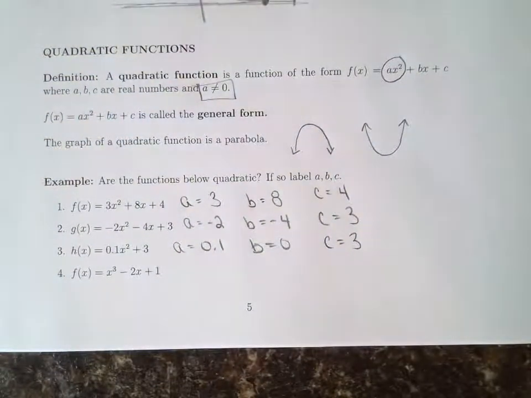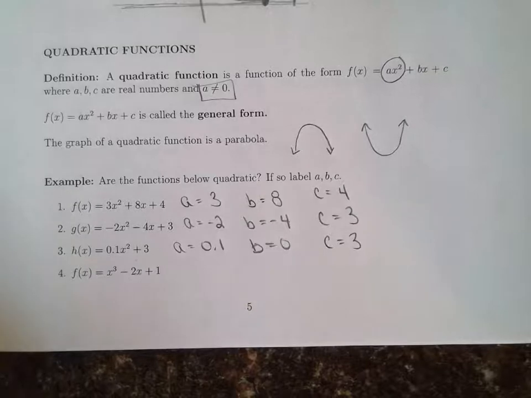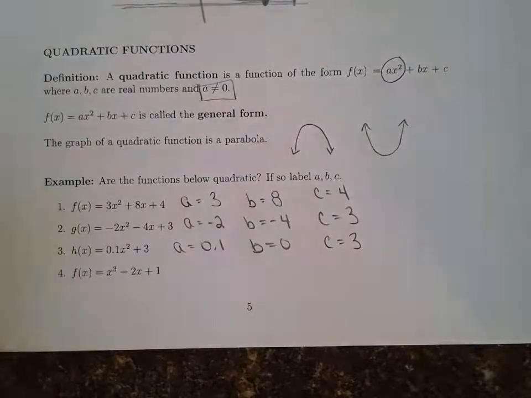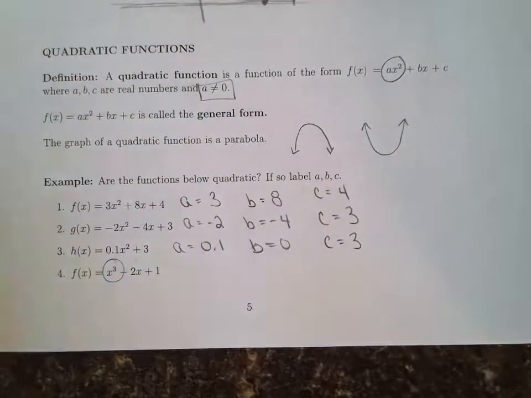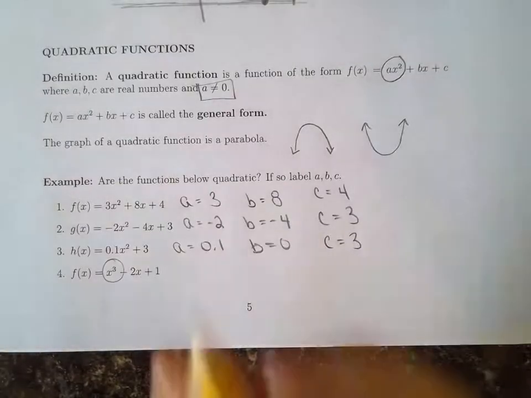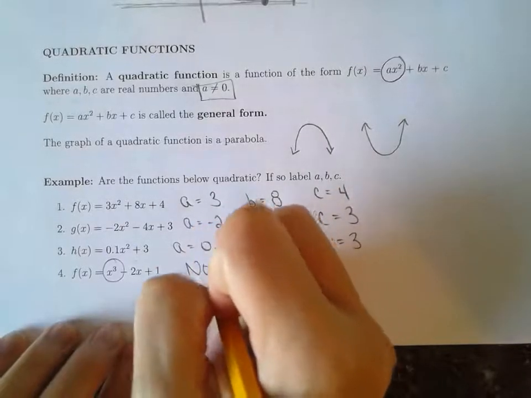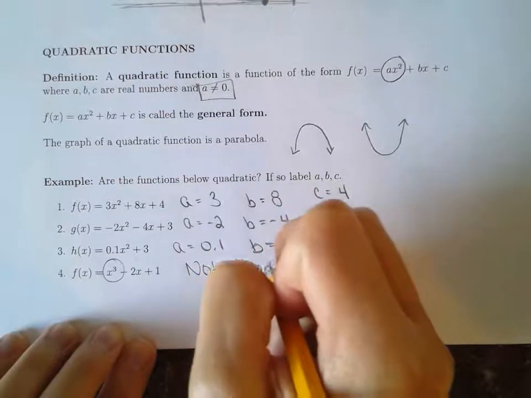Number 4, f of x equals x cubed minus 2x plus 1. That is not quadratic. It fails here. We have x cubed as the highest power, or 3 is the highest power. The highest power in a quadratic is 2. So this is not quadratic, because of the x cubed.